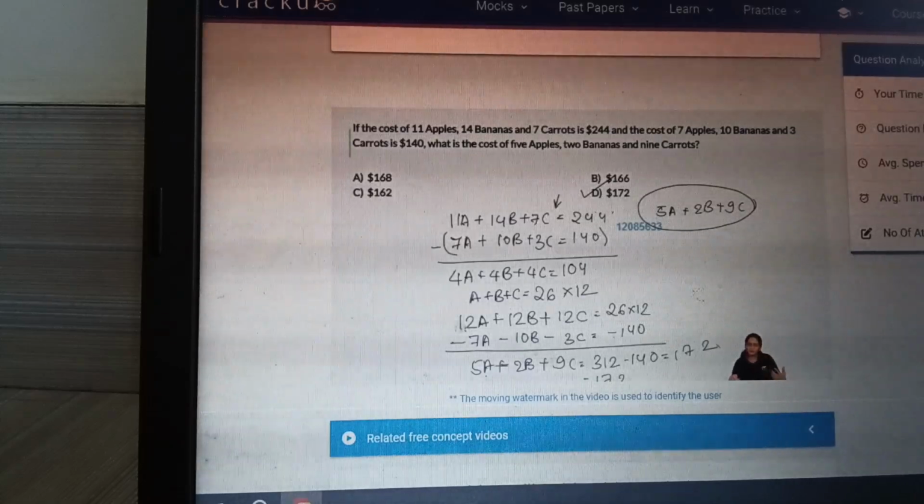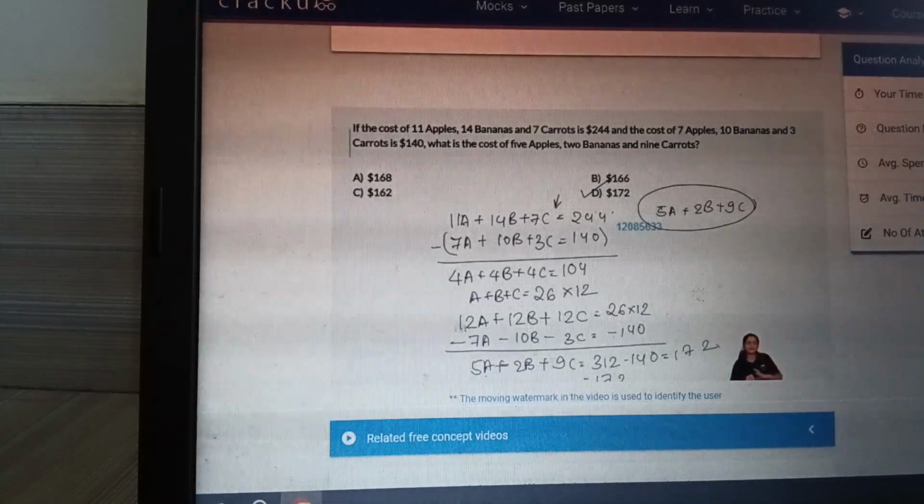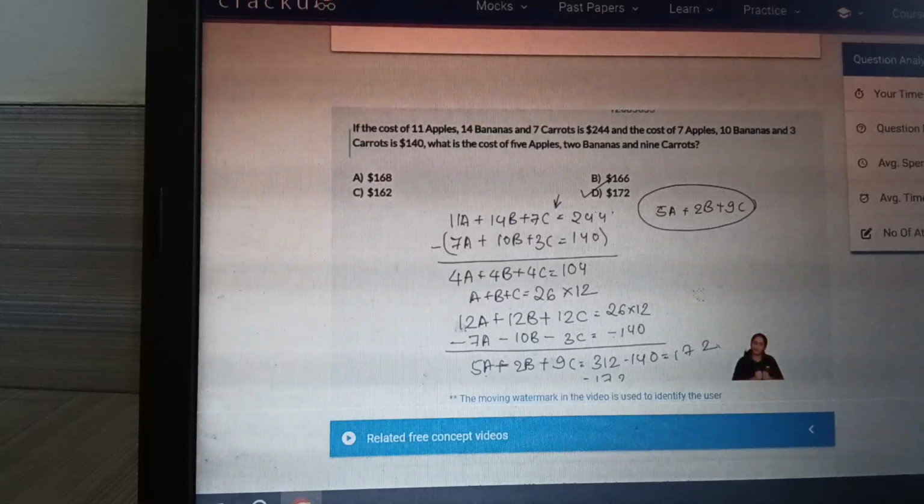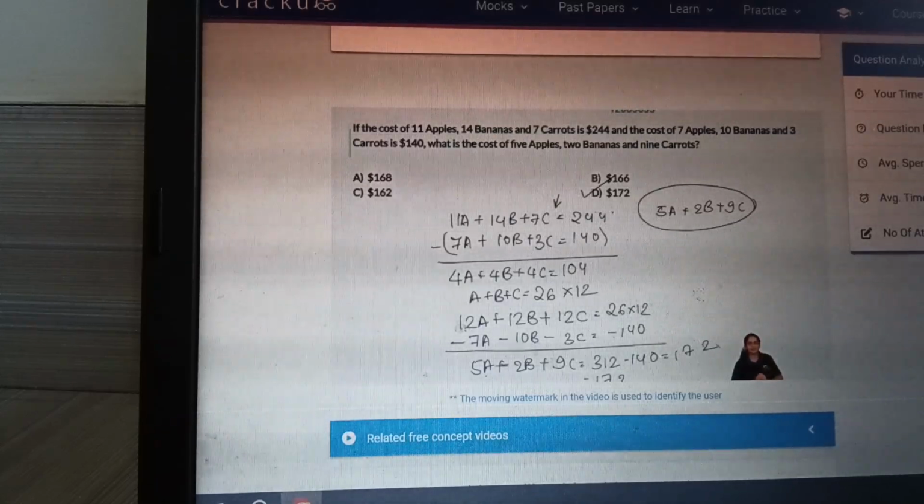So whenever you have something like this, don't just directly say that with three variables and two equations it's impossible, because with a little bit of manipulation you might be able to find out the required answer. So the required answer in this case is $172.